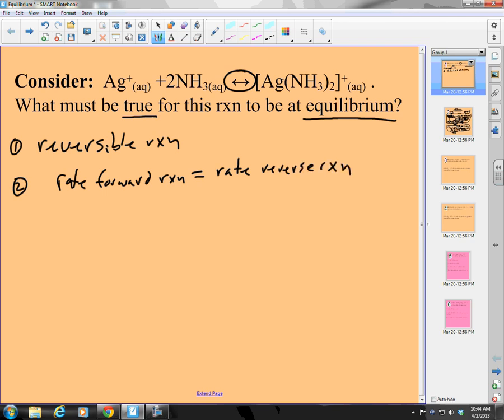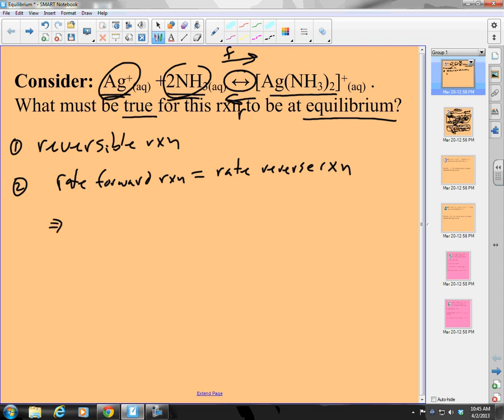Okay, so that means the rate at which silver cations are reacting with ammonia to form my diamine silver complex is equal to the rate at which my diamine silver complex is breaking down into ammonia and silver. So we could say that this arrow represents my forward reaction and this equals my reverse reaction. Okay? Or another way to say this would be what?